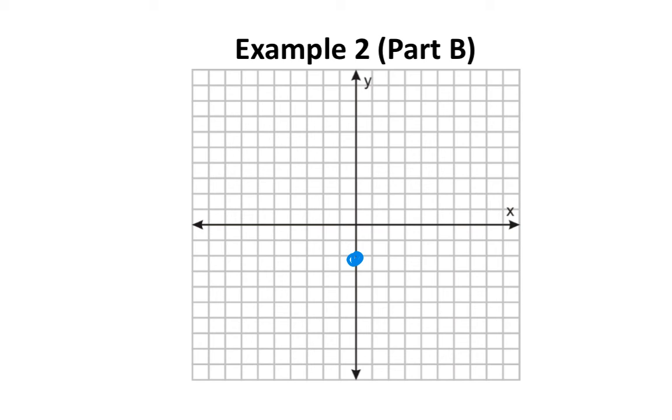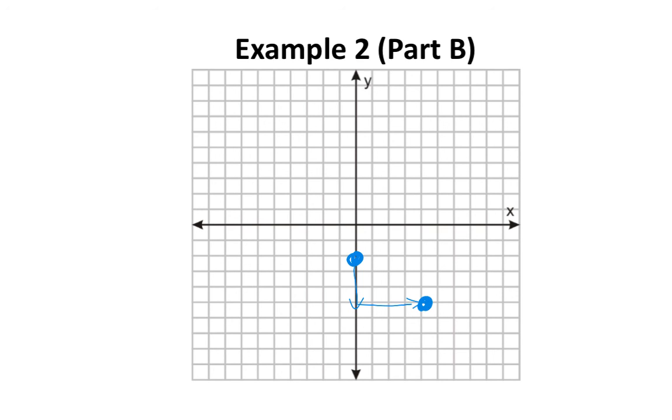I'm going to use my slope of negative 3 over 4 to rise negative 3 units, which means I'm going downwards, and then to run 4 units to the right, which would put my final coordinate right over here.